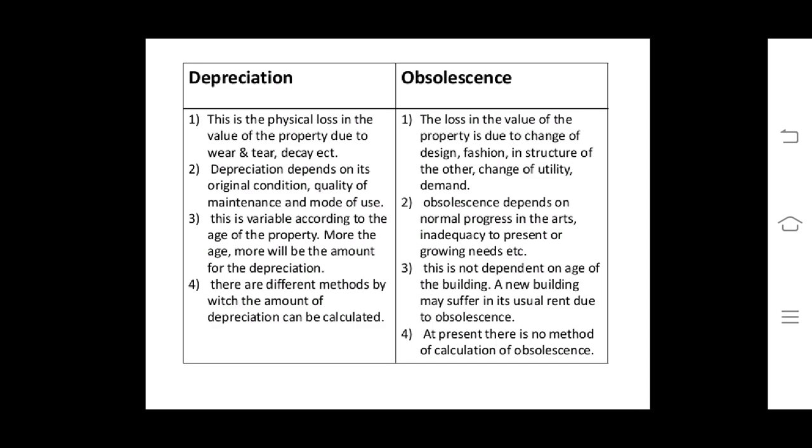Depreciation is variable according to the age of property. The more the age, the more will be the amount of depreciation, whereas obsolescence is not dependent on the age of the building. A new building may suffer in its usual rent due to obsolescence. There are different methods by which the amount of depreciation can be calculated, but for obsolescence, at present there is no method for calculation, since it is due to change in trend, techniques, technology, and design.